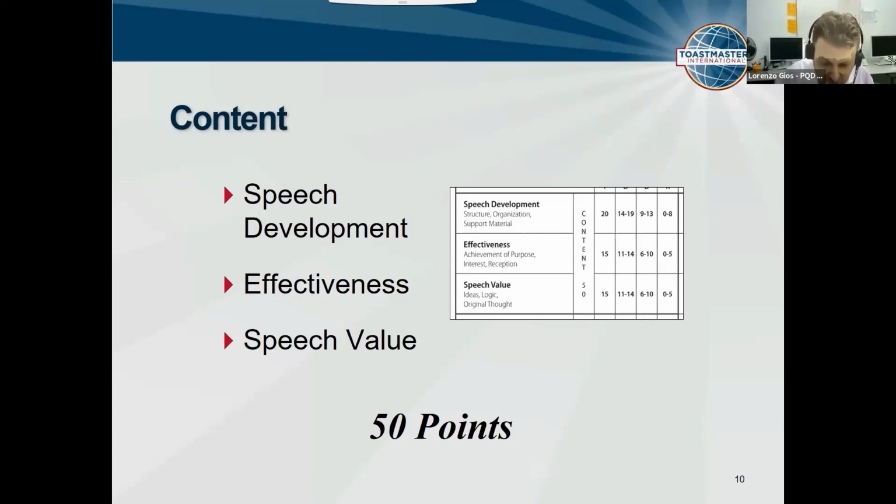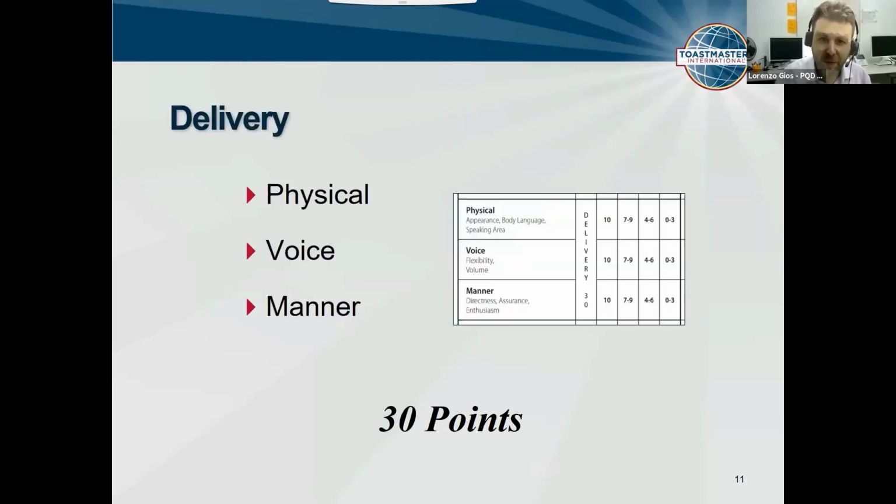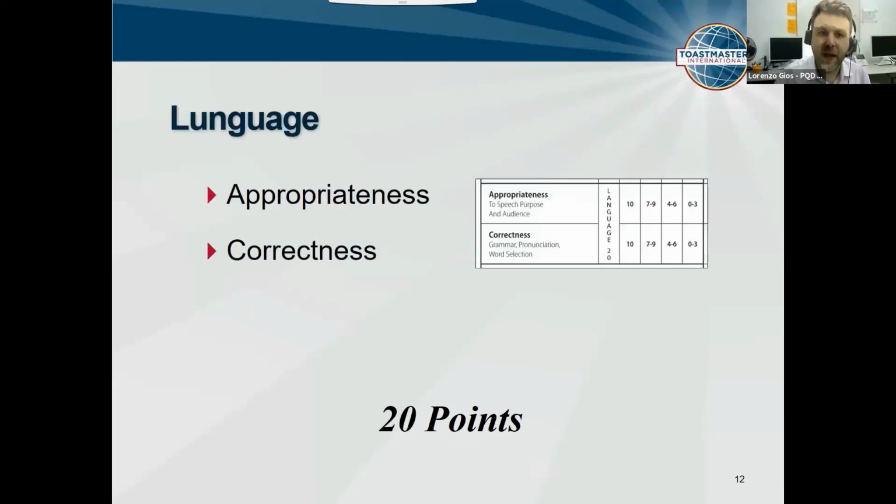And again, it's important when you brief the judges that you explain to them what speech development and effecting speech values are, maximum 50 points, the same for delivery, and language, which gets 20 points. So in the interest of time, I just summarize what I wanted to say: the briefing of the judges is very important to keep objectivity.